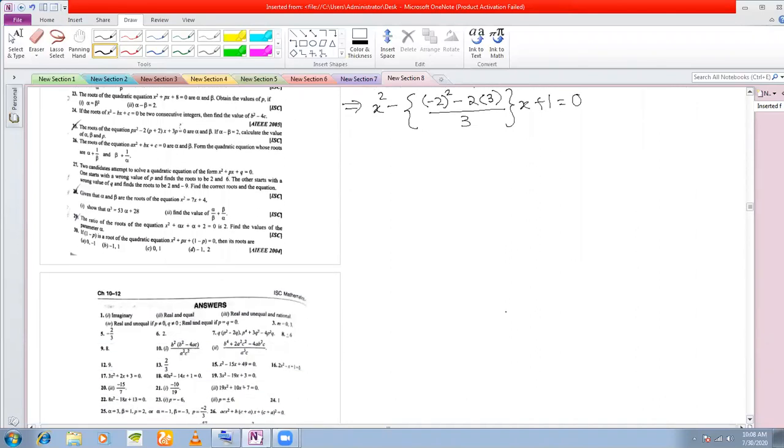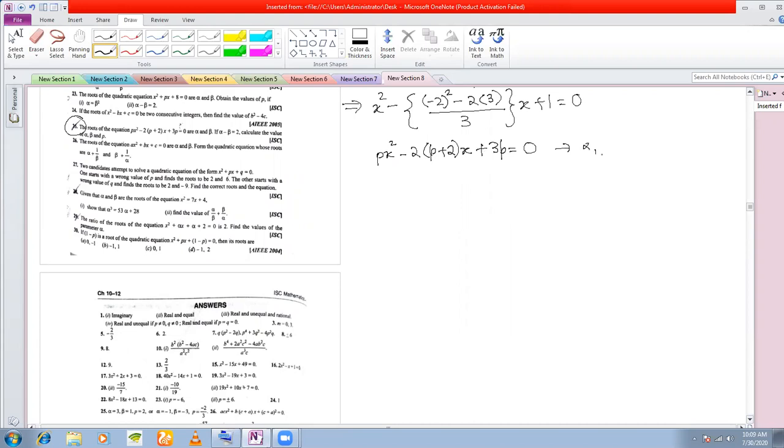Let us now move on to a little other type of problems apart from these. Look at number 25. The roots of the equation px square minus twice p plus 2 x plus 3p is equal to 0 are alpha and beta.